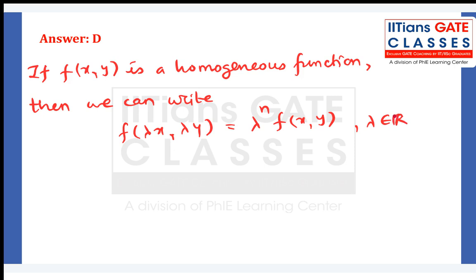So basically in your function definition, wherever you have x, you're supposed to put lambda x. Wherever you have y, you're supposed to put lambda y, and then simplify to get the original function with some lambda to the power n as the multiplier. If that is possible, then it is a homogeneous function. If this equality does not hold, then it's not a homogeneous function.